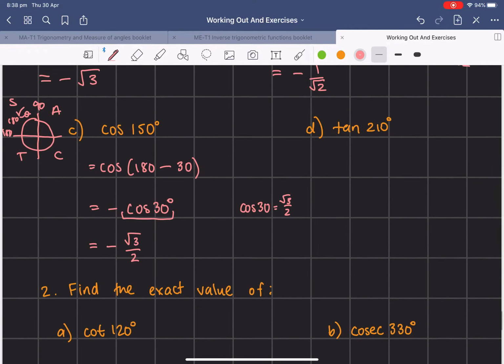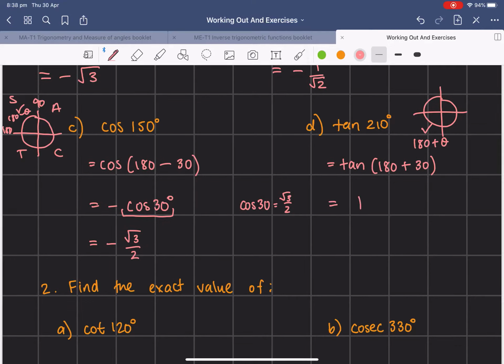All right, let's have a look at the last one. Figure out what quadrant I'm working in. 210 is in this quadrant. So in that quadrant, it's 180 plus theta. So it's going to be tan 180 plus 30, because 210 is 180 plus 30, which means it's going to be tan 30.